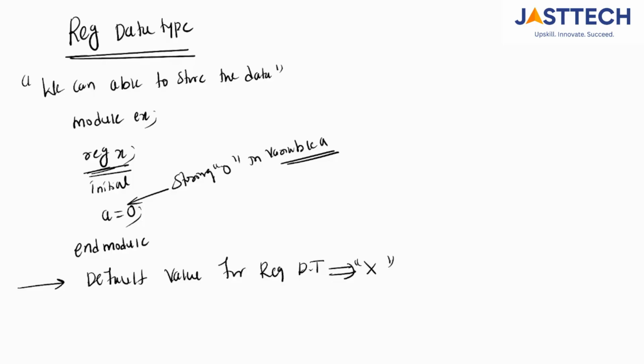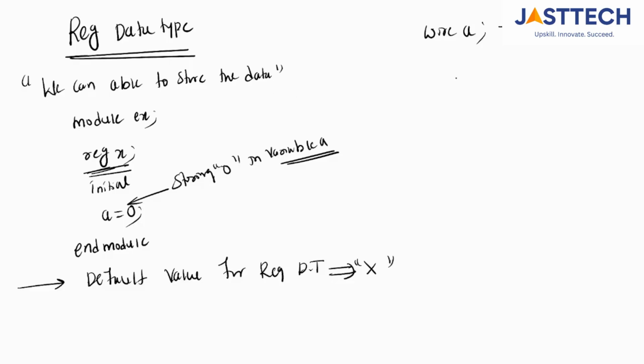And one more thing about the wire data type. Suppose I consider wire a. What is the size, or the width, of a? Can you guess what the width of a is? Width of a is 1 bit.